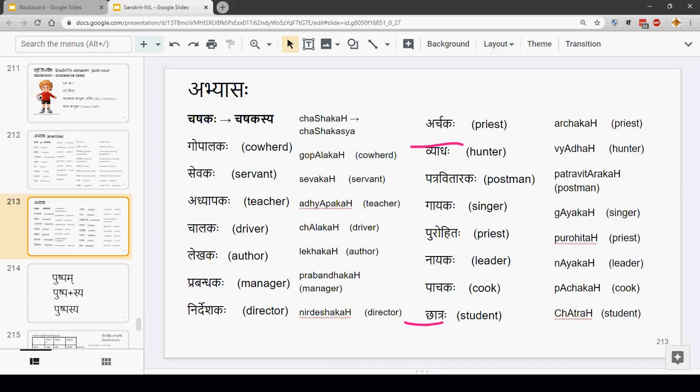And what are the other words? The other common words are like Sevakaha, servant, Adhyapakaha, teacher, Chalakaha, driver, Lekhakaha, author, Gayakaha, singer, Nayakaha, leader, Pachakaha, cook, and chhatraha is also common. These are some simple words.